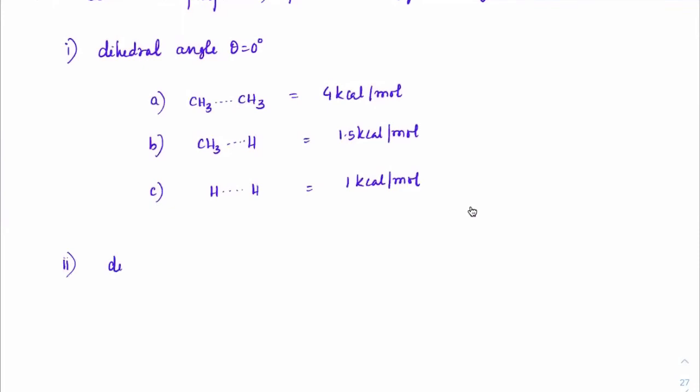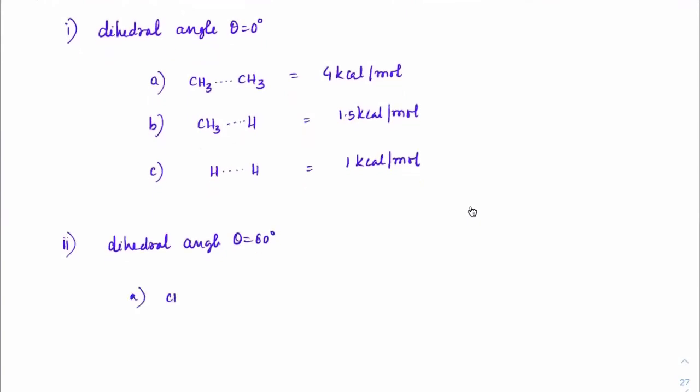Second, if the dihedral angle is 60 degrees, then CH3 repulsions will give us around 0.9 kilocalories per mole, and any other forms, CH3 and H or H and H, are negligible. That's why in the staggered form we usually have 60 degree angles. So in the staggered form we will only consider the data of CH3 repulsions; the repulsions of CH3 and H or H and H we always take as negligible.